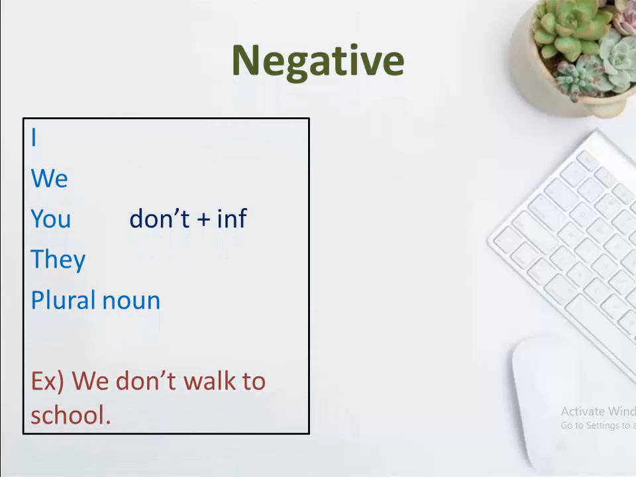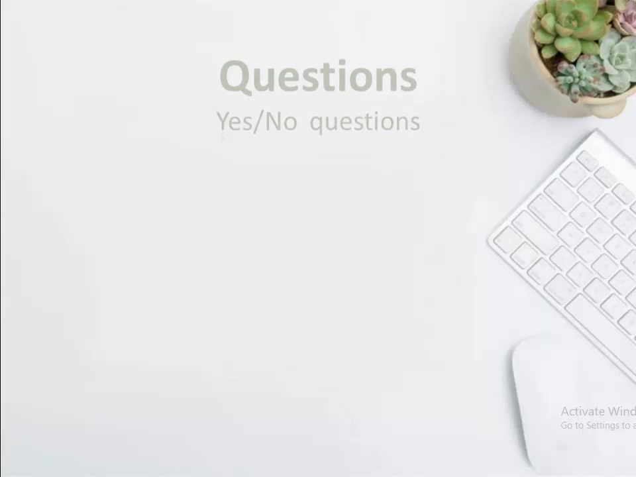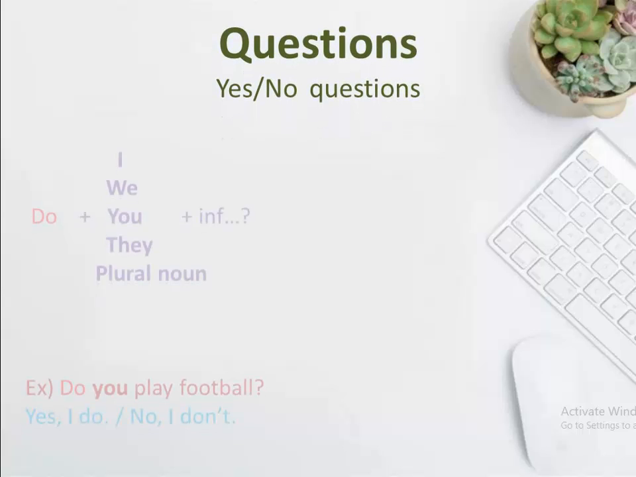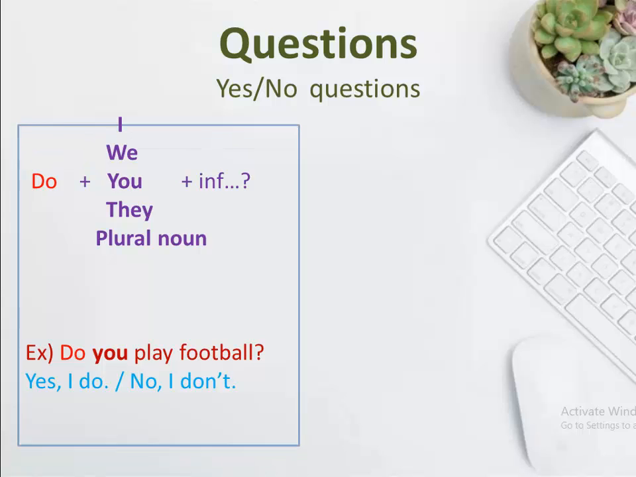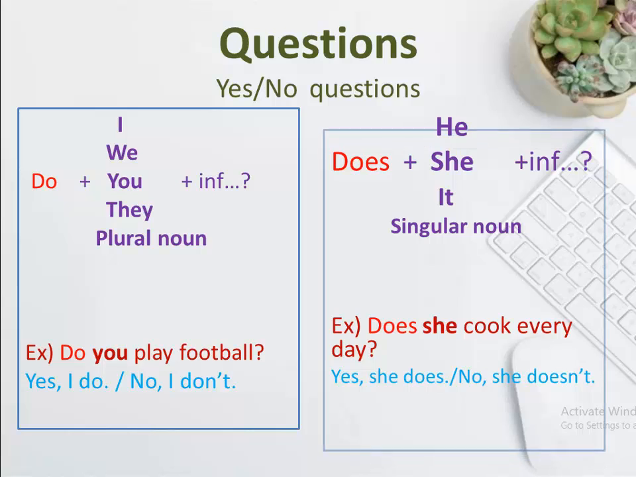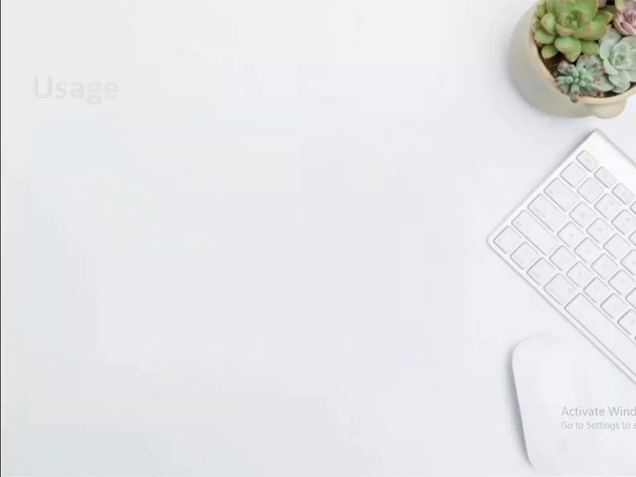Negative. I, we, you, they, plural noun: we use don't plus the infinitive. We don't walk to school. He, she, it, singular noun: we use doesn't plus the infinitive. He doesn't like cake. Questions. Yes or no questions: we use do with I, we, you, they, plural noun, plus the infinitive. Do you play football? Yes, I do, or no, I don't. We use does with he, she, it, singular noun, plus the infinitive. Does she cook every day? Yes, she does, or no, she doesn't.